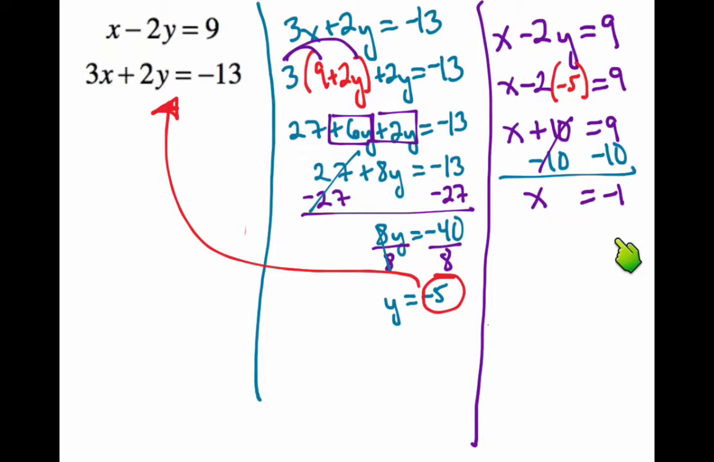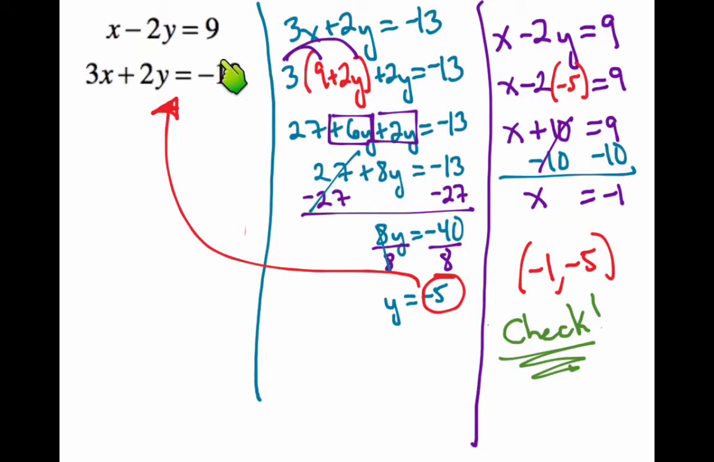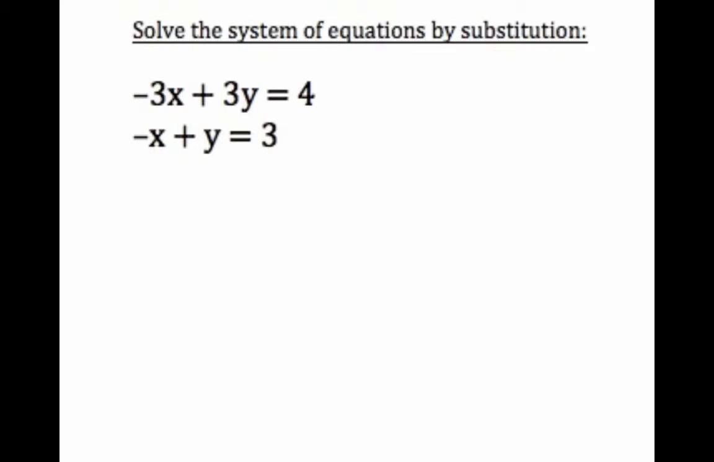I now have an x. I now have a y. I can write that as an ordered pair. Negative 1 comma negative 5. How do I know whether or not this really is my solution? That's right. I'm going to check it. And how do I check it? I check it by plugging it in to both equations. Okay. I'm going to skip this one for now.